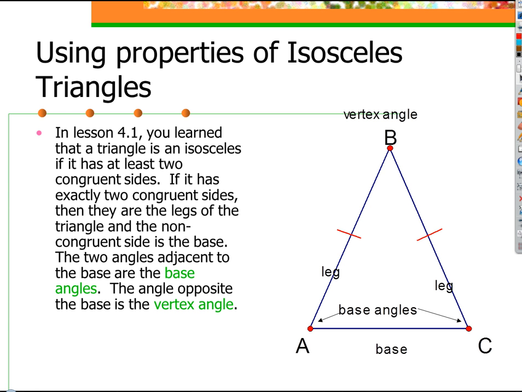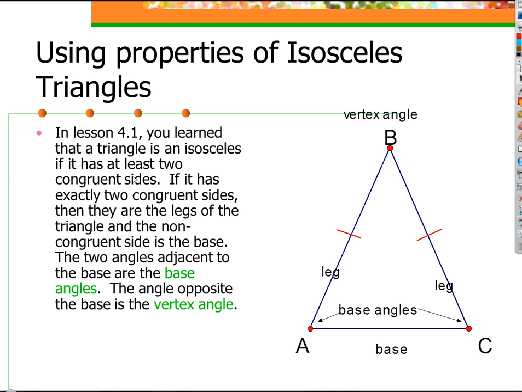All right, so we've already looked at some of this stuff. I want to add some additional information, though. We already talked about isosceles triangles a while ago. And we said, remember, that isosceles triangles are triangles that have at least two congruent sides.